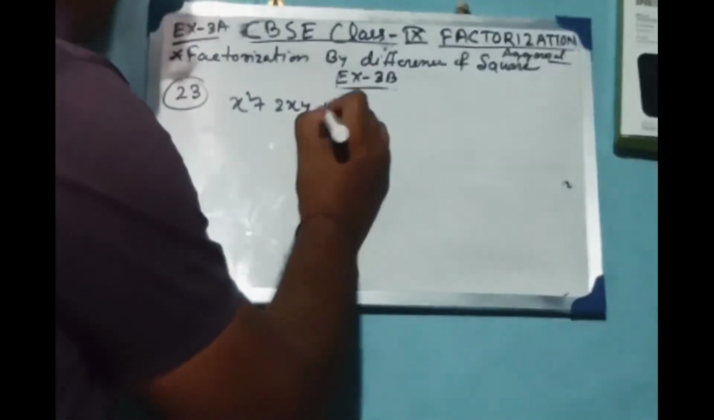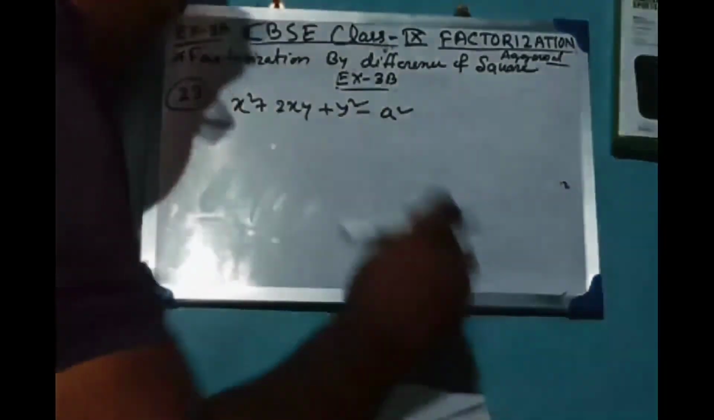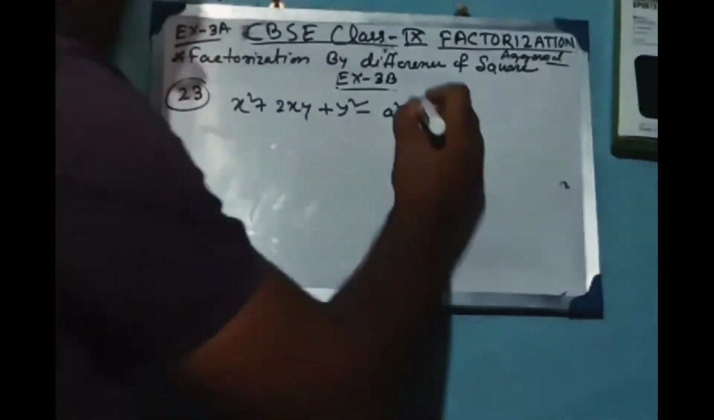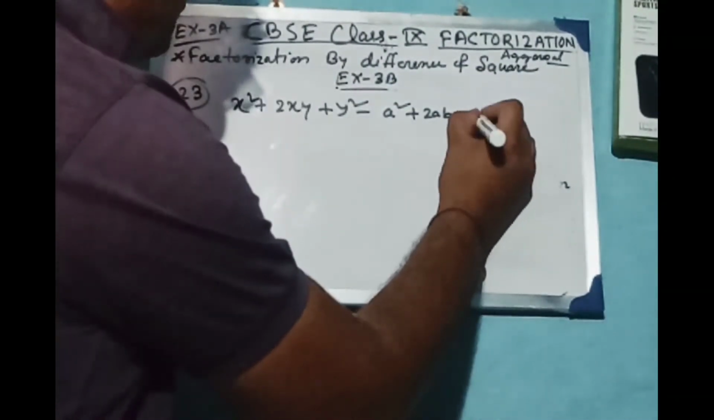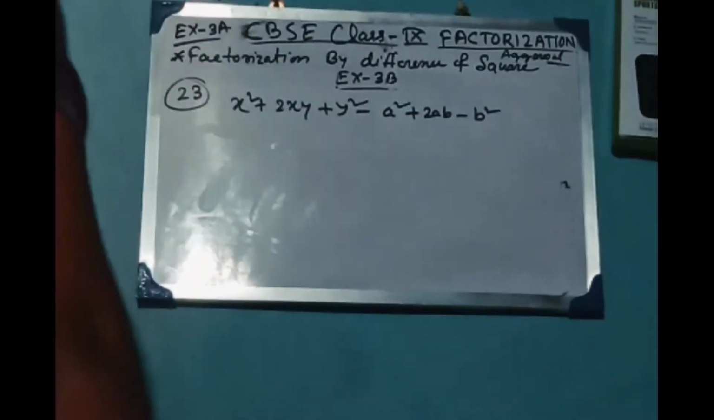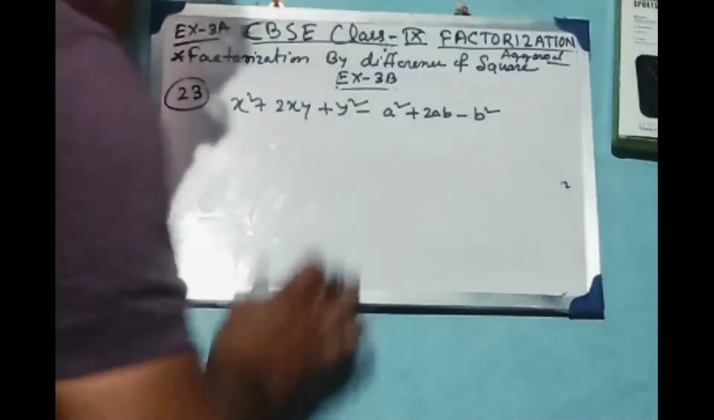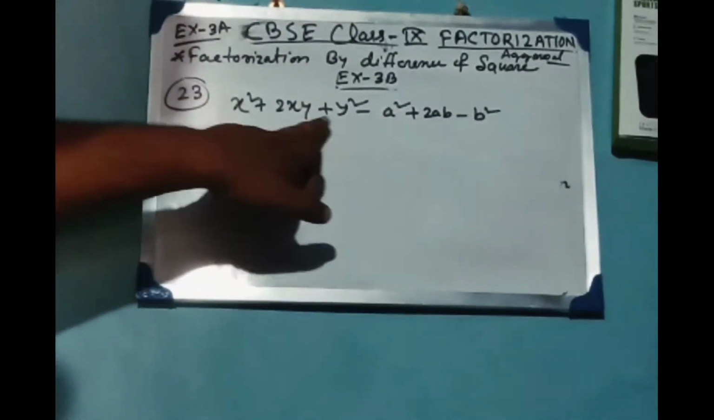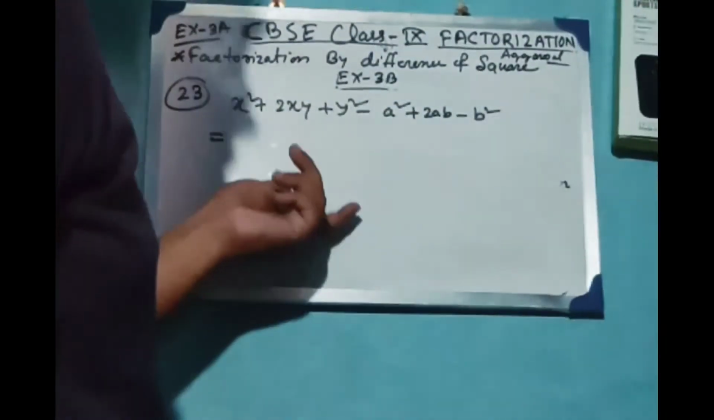2xy plus y square minus a square plus 2ab minus b square. So we have to factorize it. First, let us have a clear look: x square plus twice xy plus y square can be in the form of the formula a plus b whole square, that is a square plus twice ab plus b square.